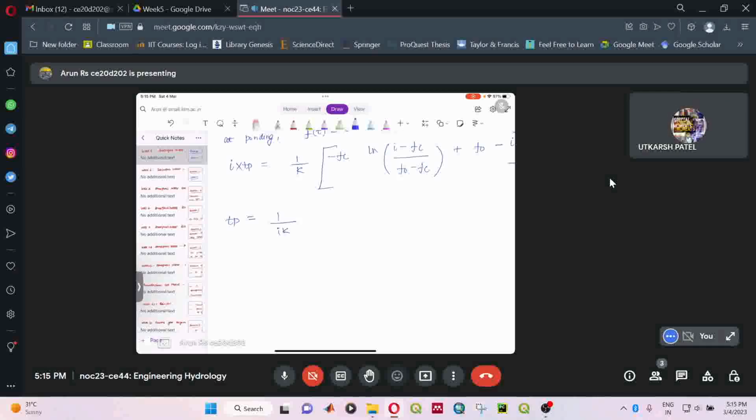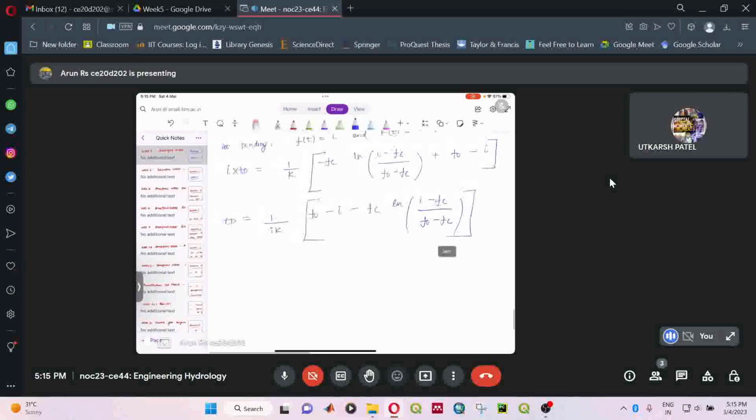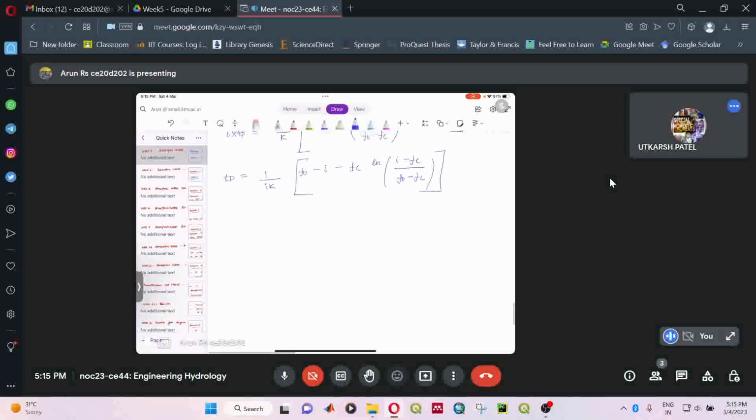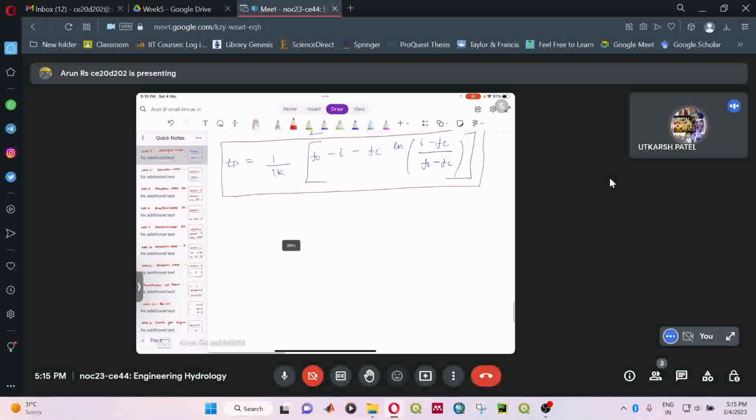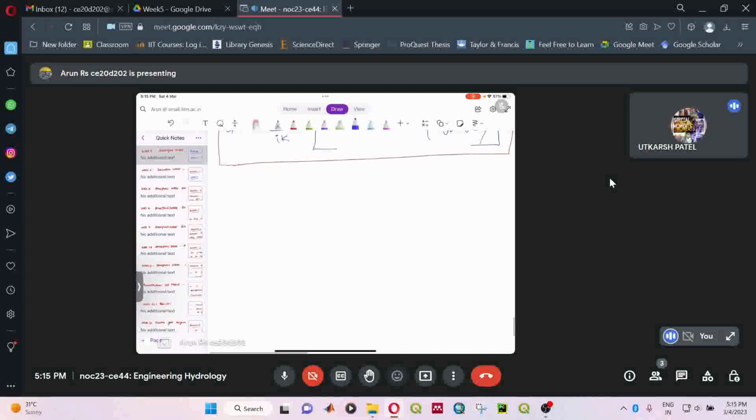So this is the simple expression derived. Tp is equal to 1 divided by intensity I, bringing it to the right hand side, into (f naught minus I minus fc) ln of (I minus fc) divided by (f naught minus fc). So we have found out this is the final equation. This derivation is not available in the textbook.